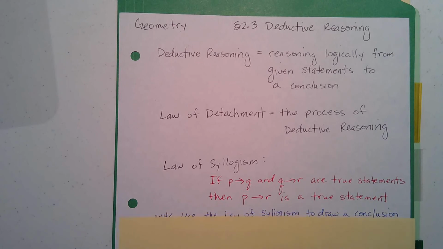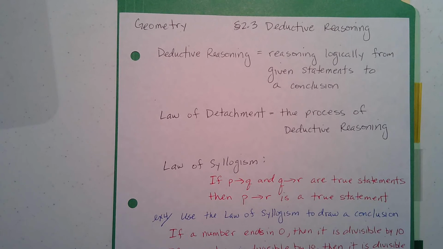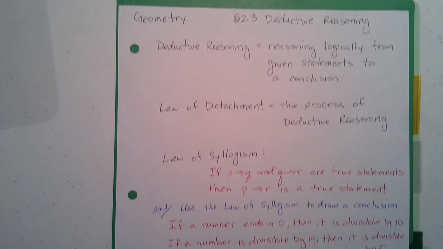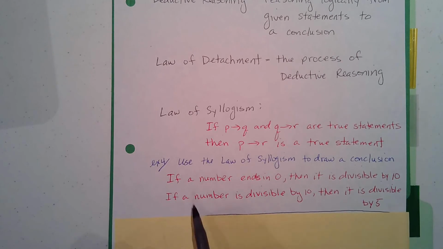All right, one example. Use the law of syllogism to draw a conclusion. If a number ends in 0, then it is divisible by 10. That is a true statement. If a number is divisible by 10, then it is divisible by 5.